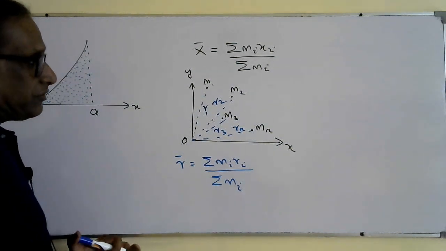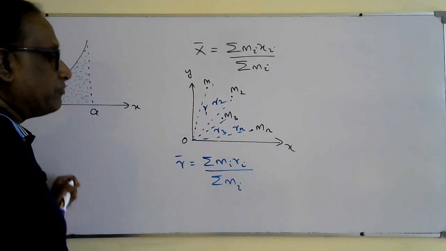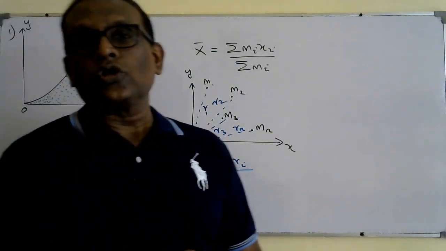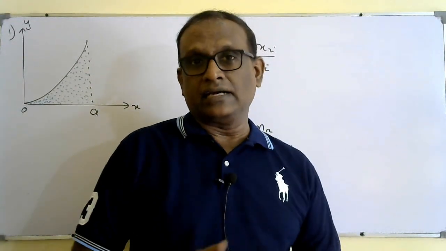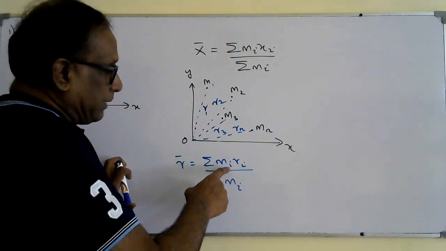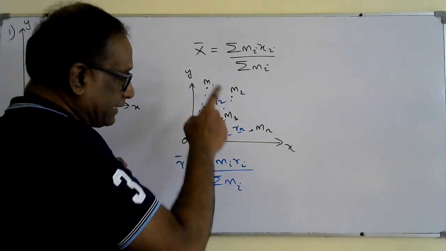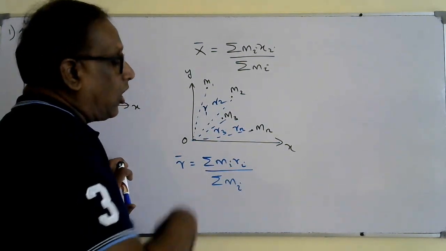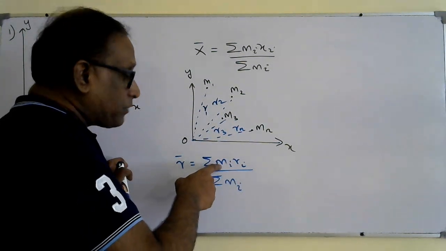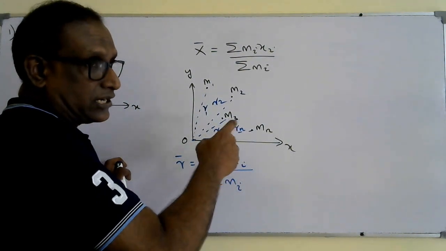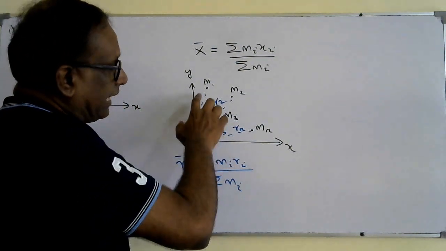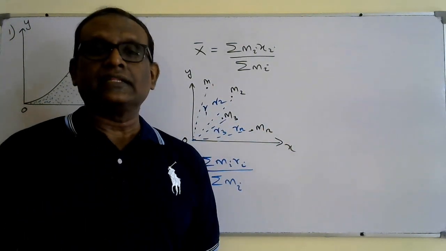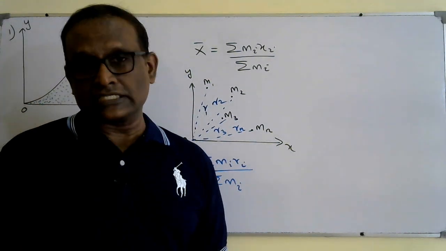Now, you know the meaning: sigma mi indicates the total mass of the particles, or the total mass of the system of objects in the given system. Sigma mi ri means mi is the mass of a particle and ri is the distance of its center of mass from the origin, or it could be the mass of an object and the center of mass of that object from the origin. Like that, there are many objects, or maybe many different particles. So we are finding the center of mass of the system of particles or system of objects.